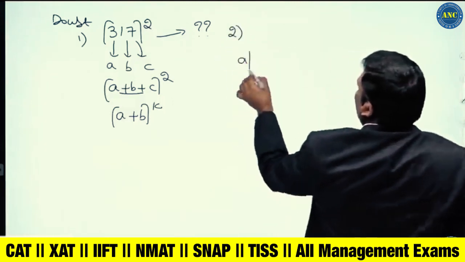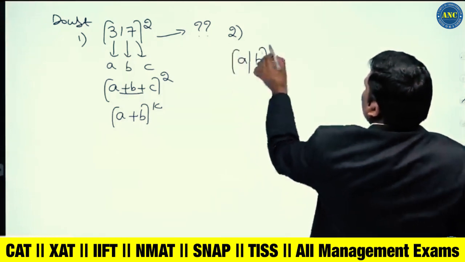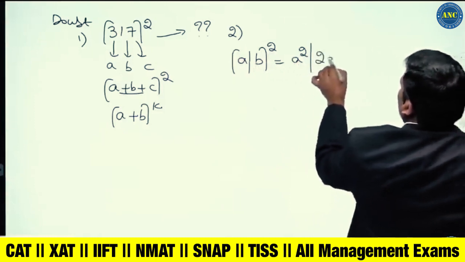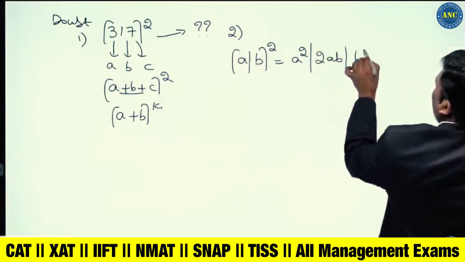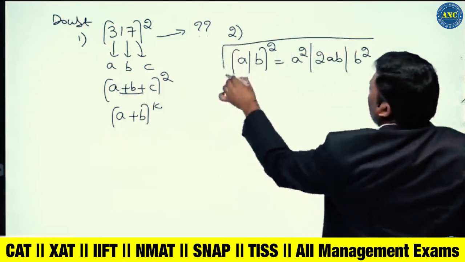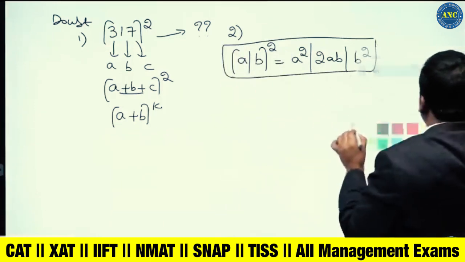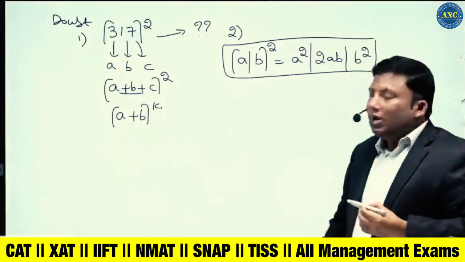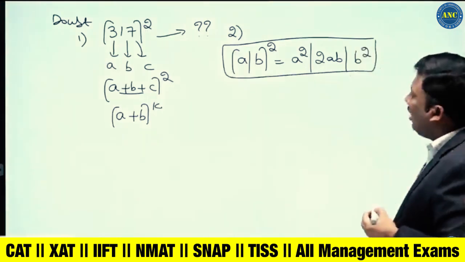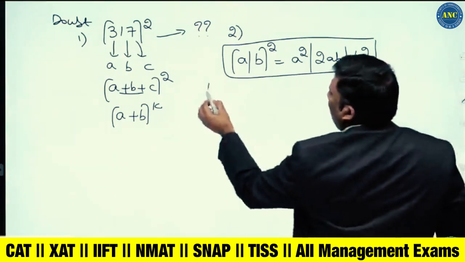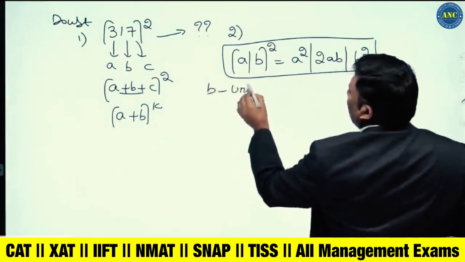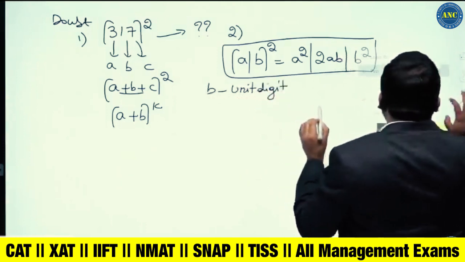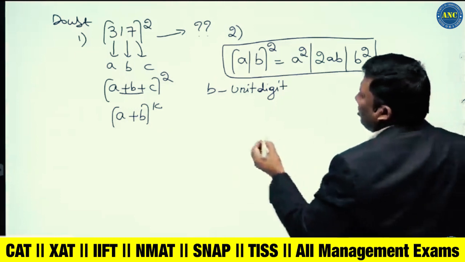Sir, is there any importance for (A plus B) whole square? (A plus B) whole square is A square plus 2AB plus B square. Listen carefully, all these important key points we are going to solve. What is B? B is nothing but the unit digit of a number.